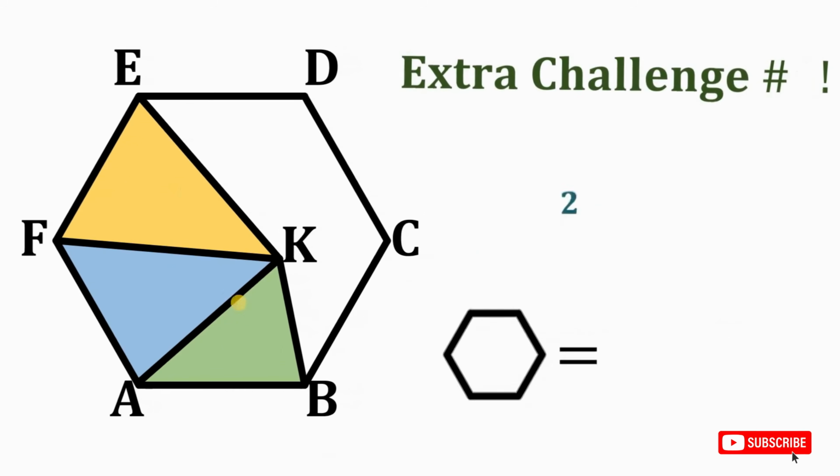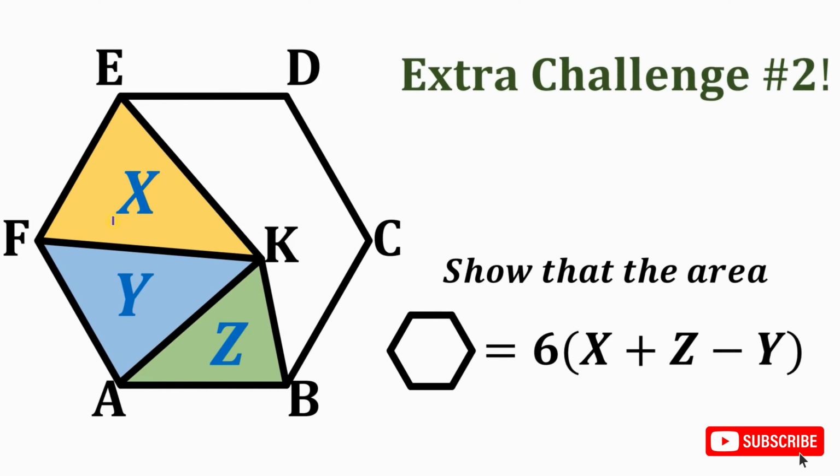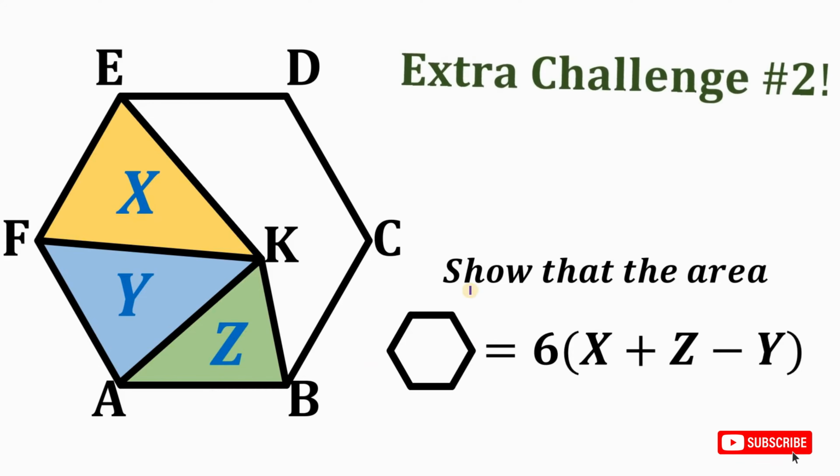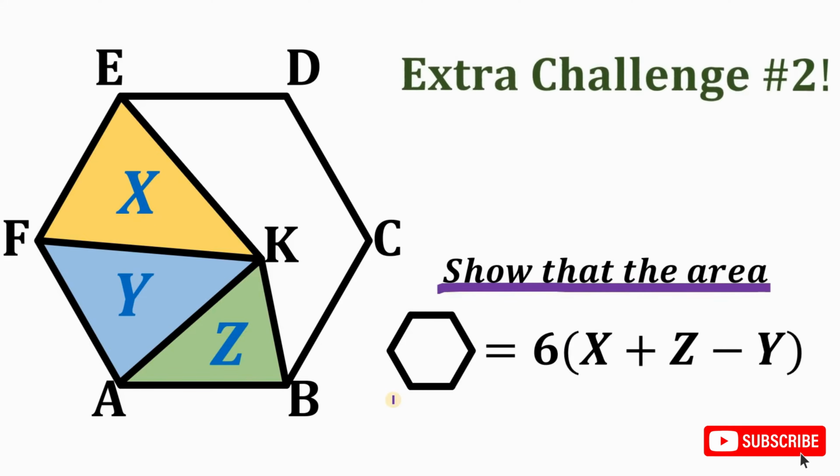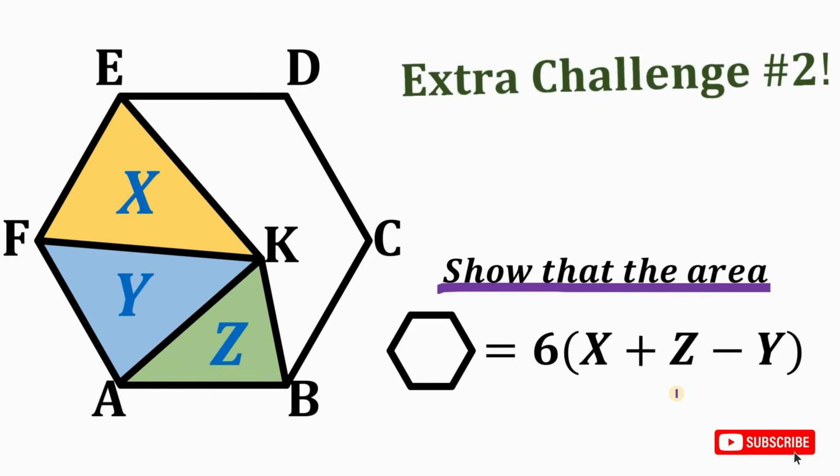So given this figure, this area represented as x, this is y, this is z. Now, your goal is to show that the area of our regular hexagon is equal to 6 multiplied by the quantity x plus z minus y.